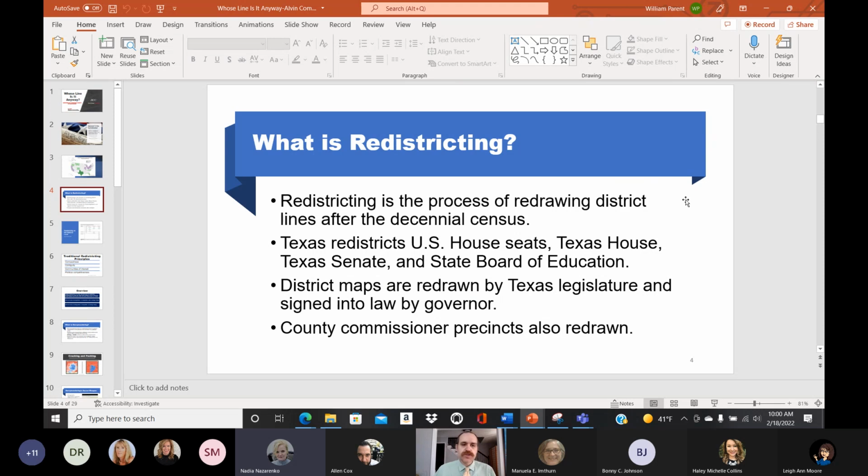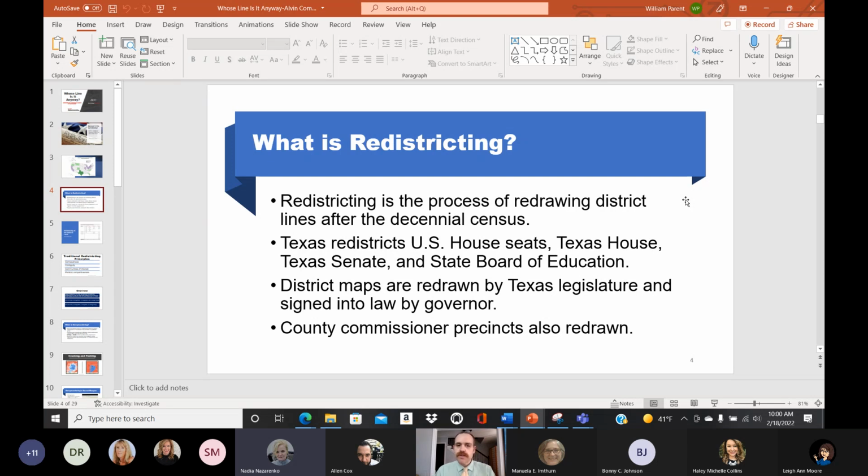I'm going to transition here to what exactly is redistricting. And I feel as if I need to provide the definition for a couple of key terms that we're going to be talking about today. We talk about apportionment. Apportionment is the allocation of House seats to the states after the census is conducted. That was the previous slide we were looking at. And redistricting is just simply the process of redrawing those district lines.